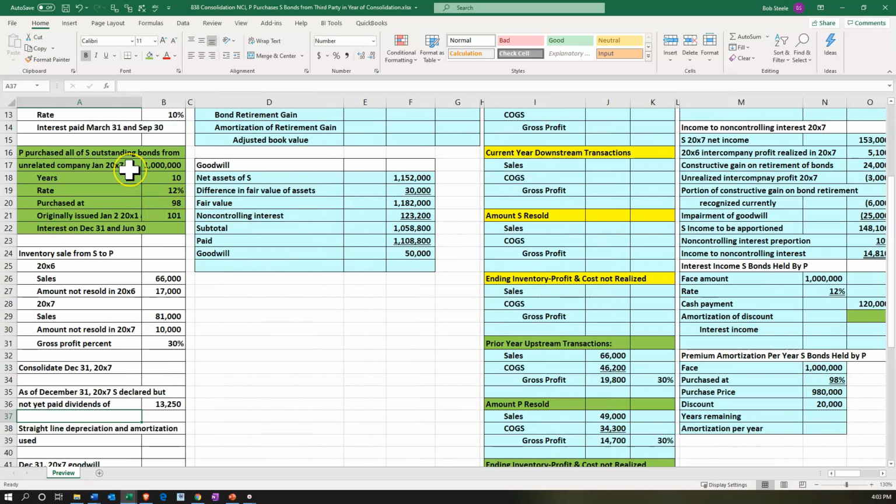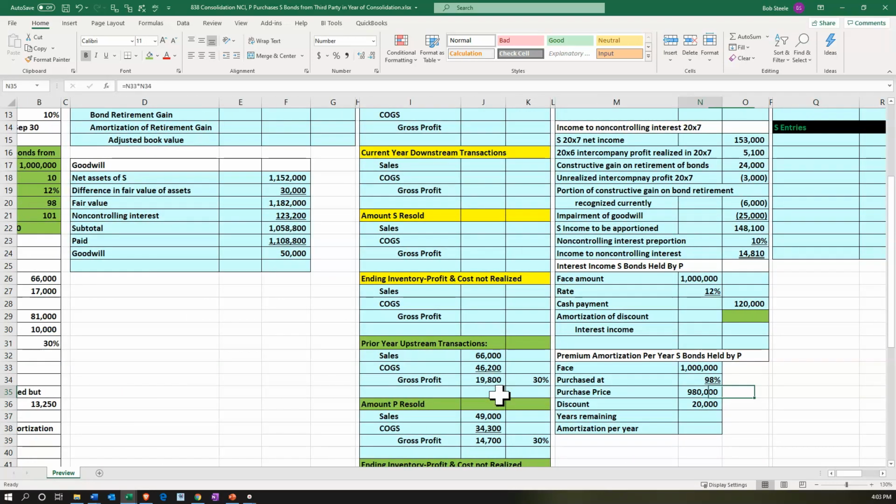Because it was 20X7. They originally issued in X1. So 1, 2, 3, 4, 5, 6. And then starting X7. So 10 minus 4, right? 10 minus 6 or 4. I'll do it this way, so maybe that'll help.